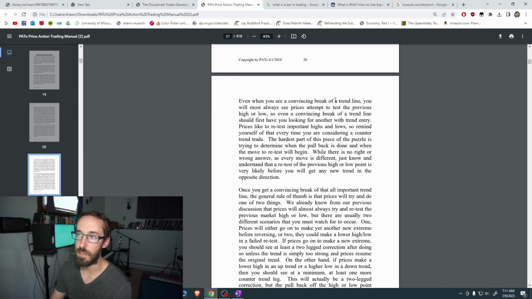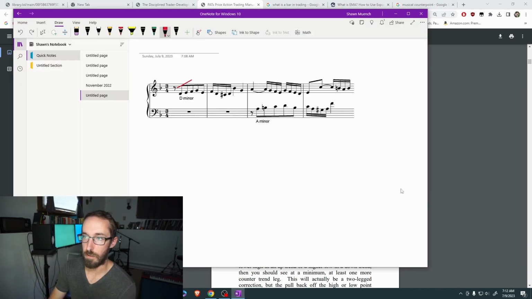So when you see a convincing break of a trend line, you will almost always see prices attempt to test the previous high or low, which is exactly what long-range voice leading does and how counterpoint works. So let's do a quick analysis of this. We have a trend here. Okay, that's a trend. When we see a reversal, we're going to see the trend retest the previous high, which is the same as how musical counterpoint works, right?